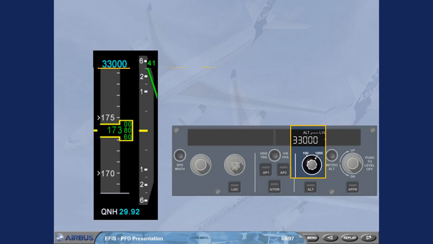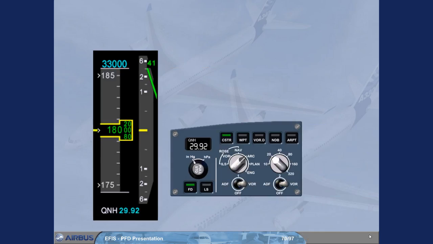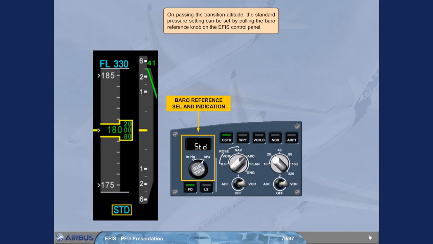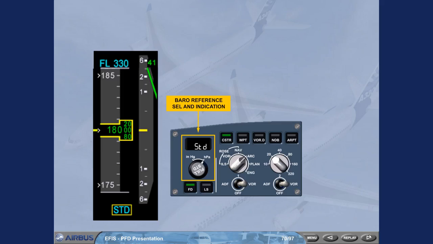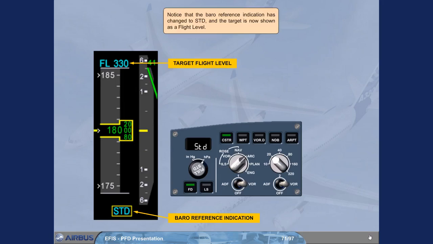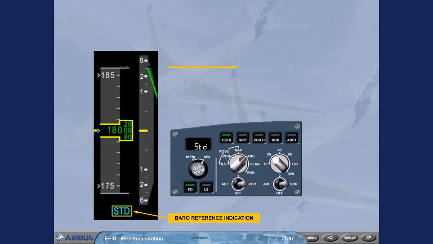On passing the transition altitude, the standard pressure setting can be set by pulling the baro reference knob on the EFIS control panel. Notice that the baro reference indication has changed to standard, and the target is now shown as a flight level. The aircraft is now cruising at flight level 370.